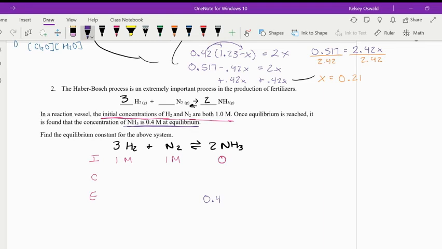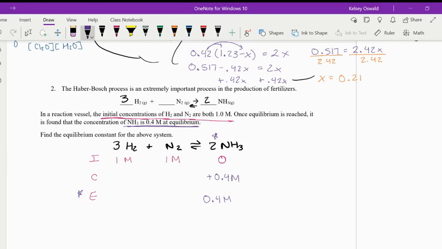Our end goal is going to be to find the equilibrium constant. So that means we're going to need to know our concentrations at equilibrium. So we're going to look to see where we have the most information. We're given the most information about NH3 because we know how much we start with and how much we have at equilibrium. So if we start with 0 and we end with 0.4 molar, that means we had to create 0.4 molar NH3.